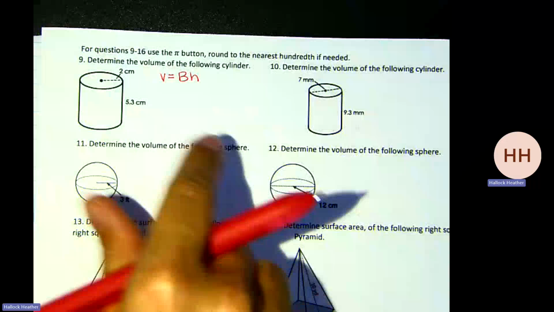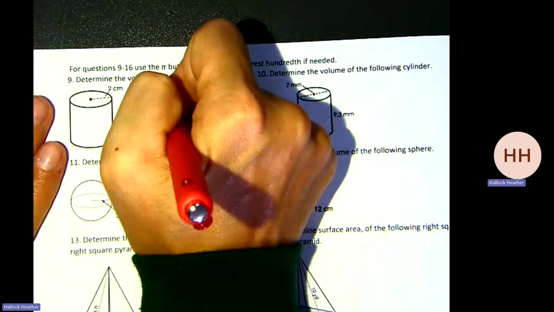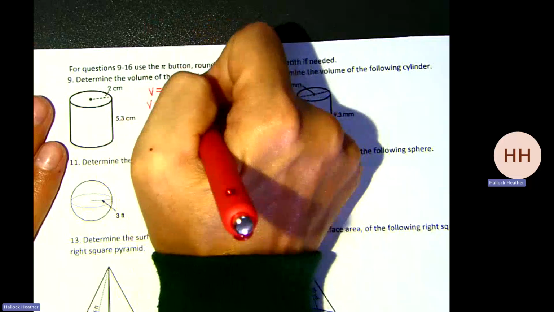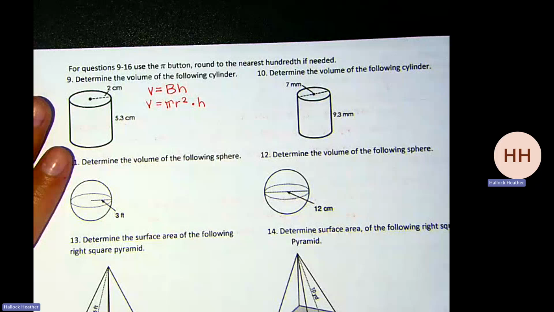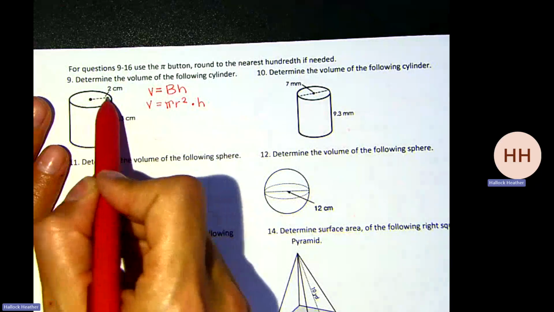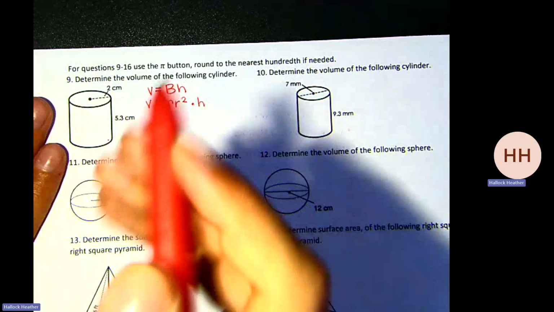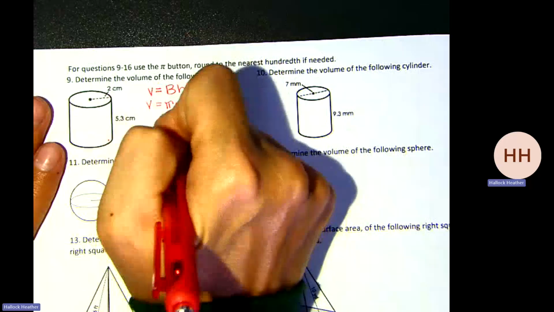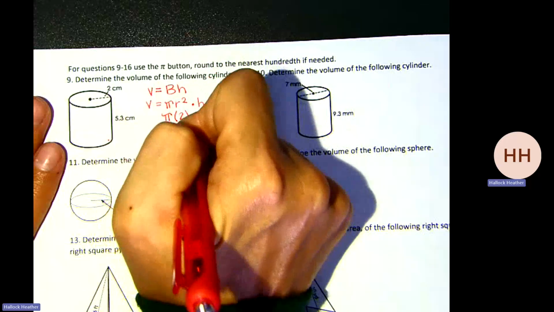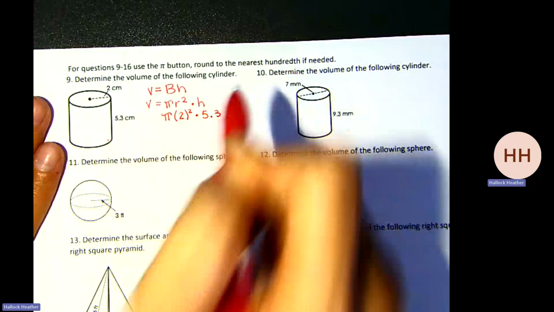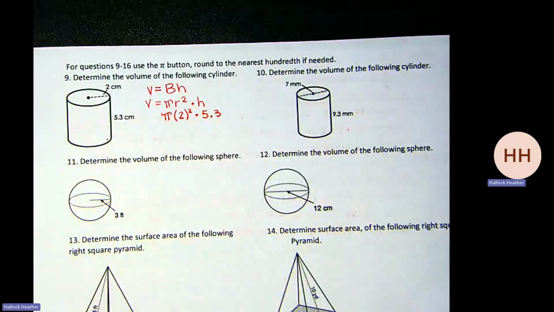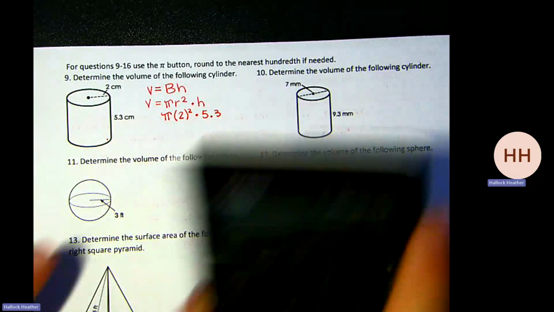So instead of using big B, I'm going to replace big B with pi r squared times h, because that's how you find area. Big B is the area of the base. The base is a circle. Even though it's at the top, it's the same at the bottom. So I'm going to do pi multiplied by my radius, which is 2, multiplied by the height of the overall figure. So you can do this all in the calculator at one time.